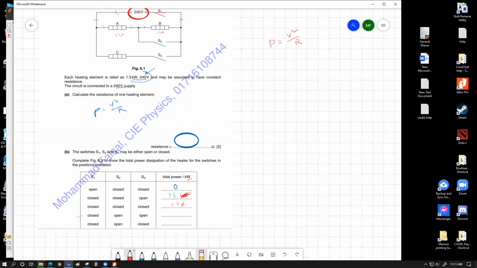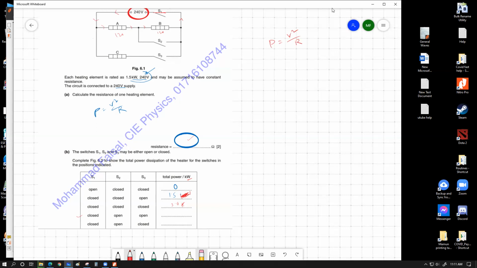So if we also calculate the resistance of these components over here, how much was this value? Can someone tell me? What was the resistance value? Anyway, to be honest, we do not need this resistance.